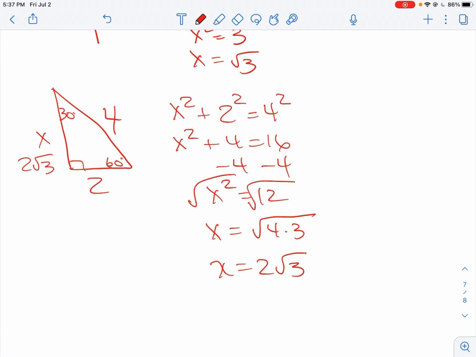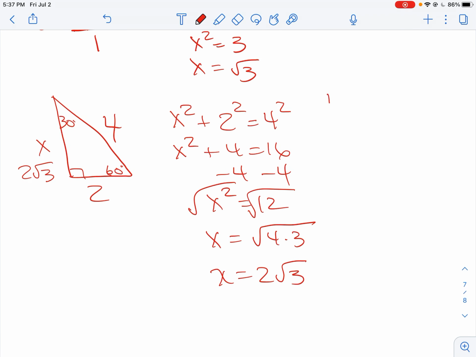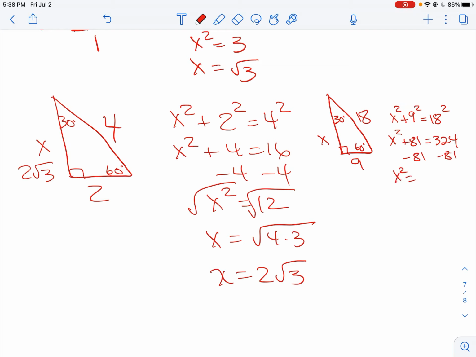I wonder if I could fit another one in right here. Let's see. 30, 60, 90. And this side is going to be 9, 18, and x. So I get x squared plus 9 squared equals 18 squared. So x squared plus 81 equals 324. I subtract 81 from both sides and I get x squared.